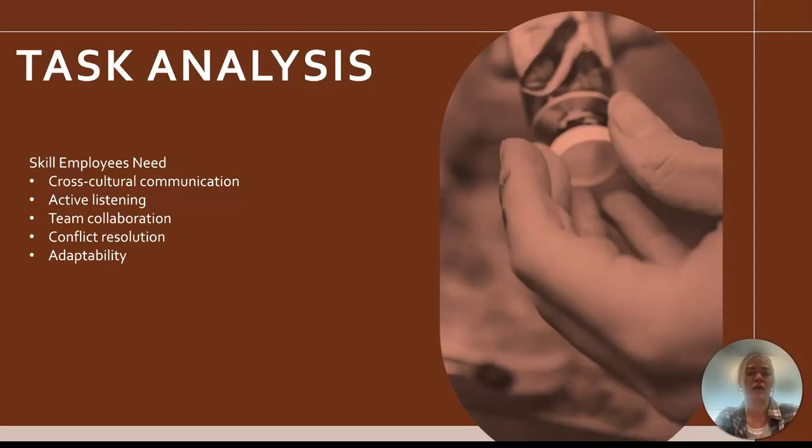Our task analysis focused on the specific skills employees need to improve. These include cross-cultural communication, active listening, teamwork, conflict resolution, and adaptability. Developing these skills helps employees work together more effectively and reduce workplace misunderstandings.